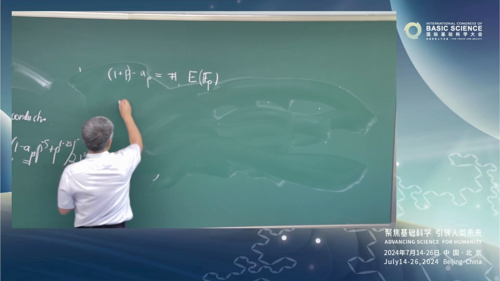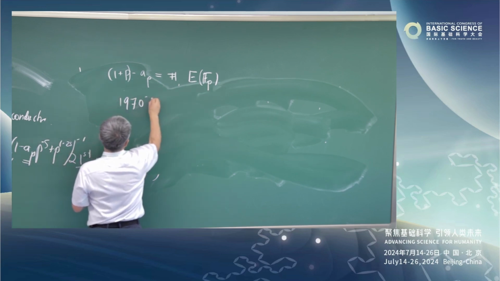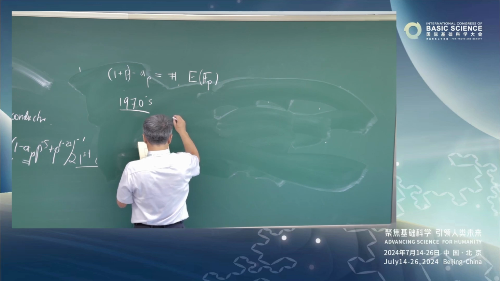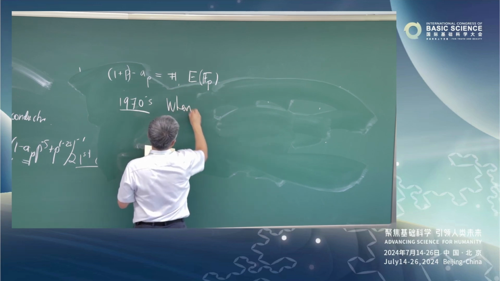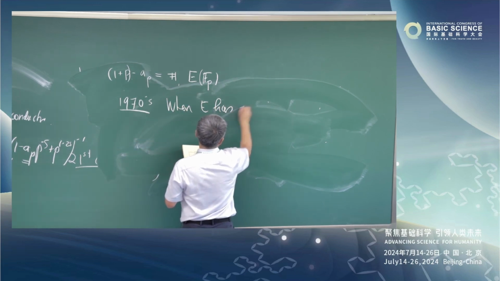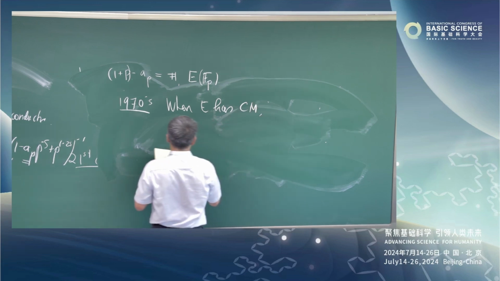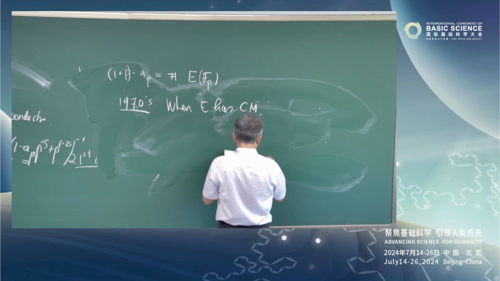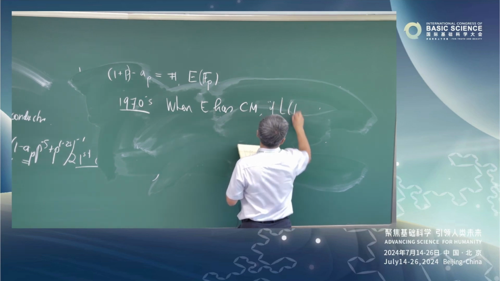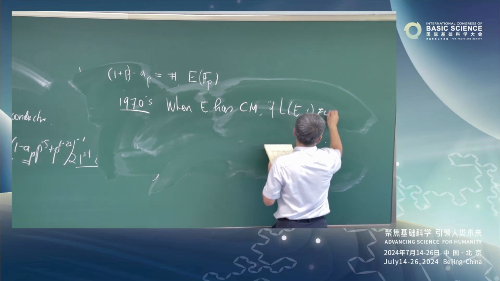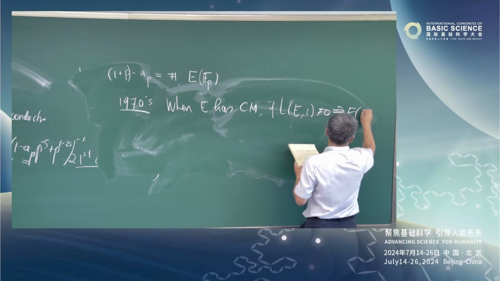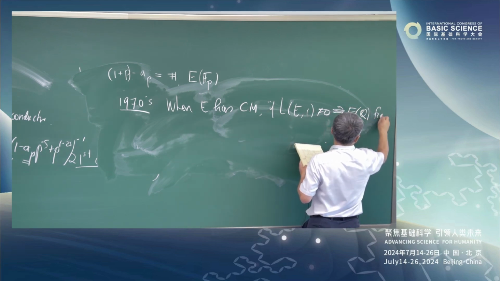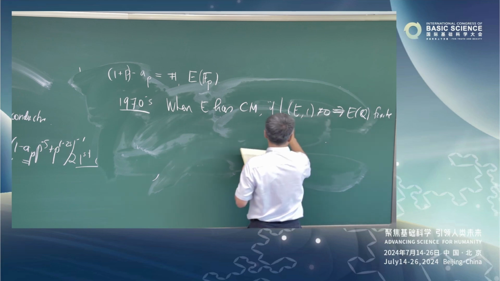So it's the 1970s. So when E has CM, then we know that if L(E,1) is not 0, then E over Q is finite. So this is the basic picture.